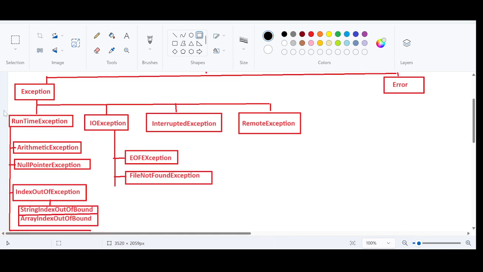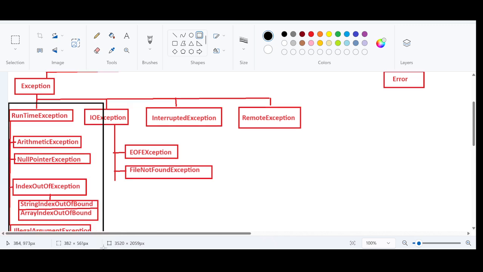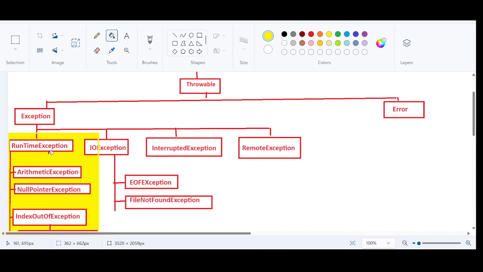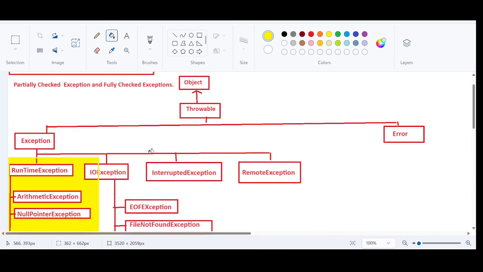All the exceptions under the runtime exception class, including the runtime exception itself, all these exceptions, I mean don't include IO exception, they are called unchecked exceptions. They are strictly unchecked. All these exceptions are strictly unchecked exceptions. Okay? And the remaining exceptions are checked exceptions.